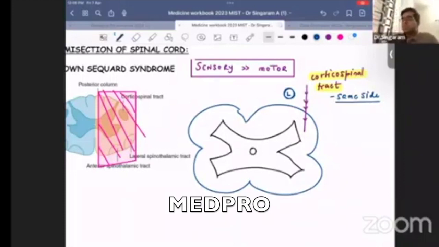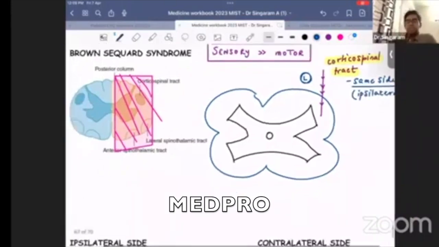So the corticospinal tract, which is on the left side of the spinal cord, is going to supply the muscles on the left side of the body only. So this is same side, or ipsilateral. I hope this is clear. Are you able to follow this? Okay, so this is on the same side. Then this is the descending tract.